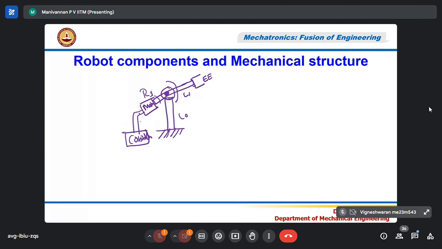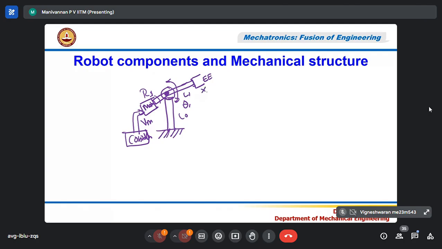Controller is supplying a voltage V to the motor. This is the controller, so this is supplying to the motor. If it gives a voltage, the motor will rotate clockwise or anti-clockwise by some degree. I call this theta 1. Now the end effector is a planar robot. That means it moves with respect to xy, with no z-axis movement.